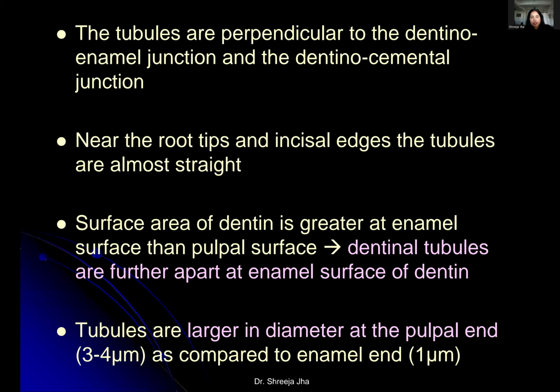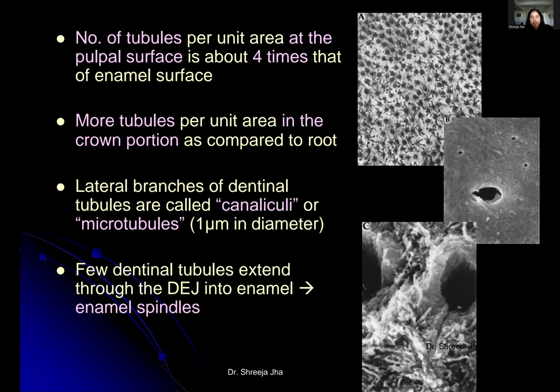The number of tubules per unit area at the pulpal surface is about 4 times that of the enamel surface. There are more tubules per unit area in the crown portion than in the root. Some tubules have lateral branches, called microtubules. A few dentinal tubules extend through the dentin into the enamel, which are also known as enamel spindles.